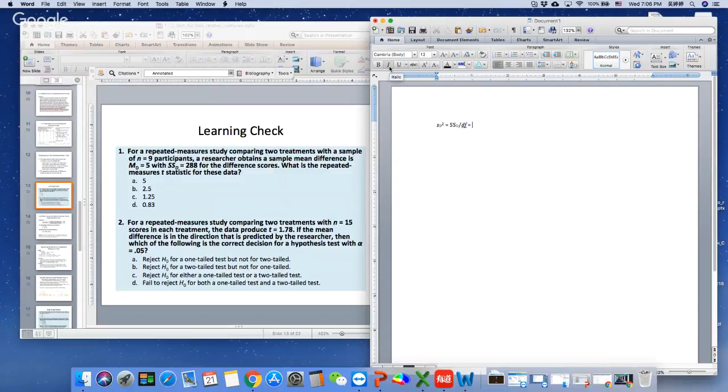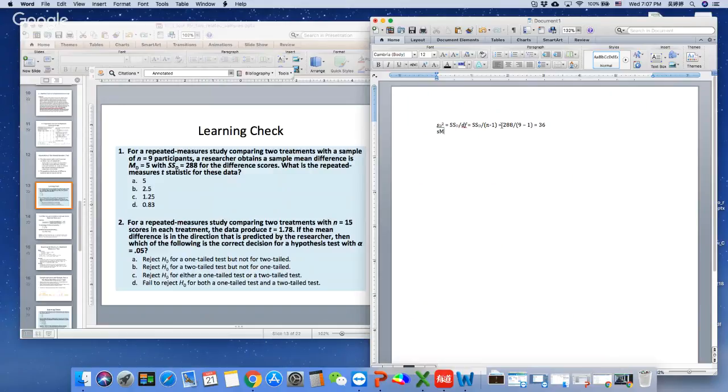So DF equals n minus 1. Right, so for a paired t-test, the degrees of freedom is just n minus 1. Here it is 288 divided by 9 minus 1, which is 36.